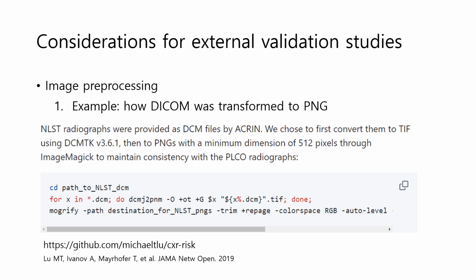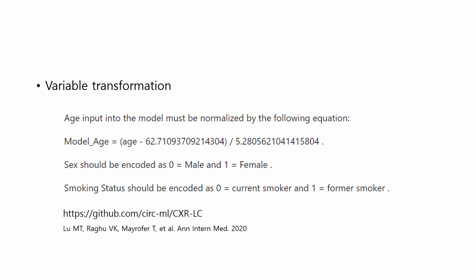There are several important considerations to keep in mind for external validation studies. First, it's crucial to adhere to the image pre-processing steps used in the original model development study. For instance, in this particular study, the authors converted DICOM files to TIF format using DCMTK and subsequently to PNG format using ImageMagick. Secondly, it's important to check for any transformations of input variables. Dummy variables may be employed for categorical variables, and continuous variables might require normalization.